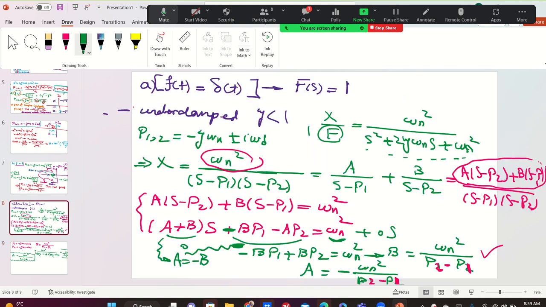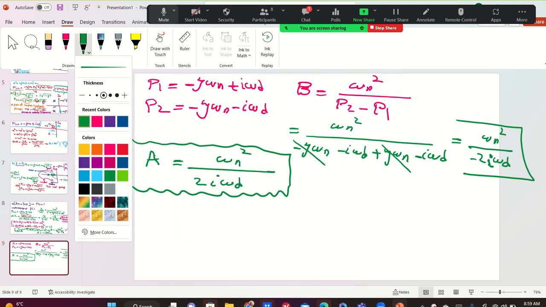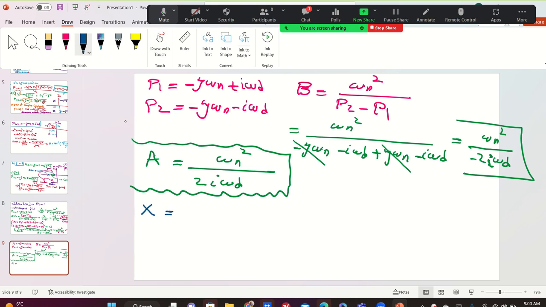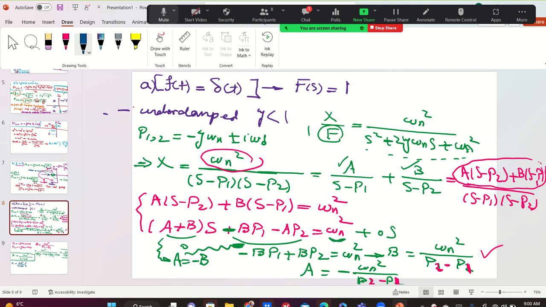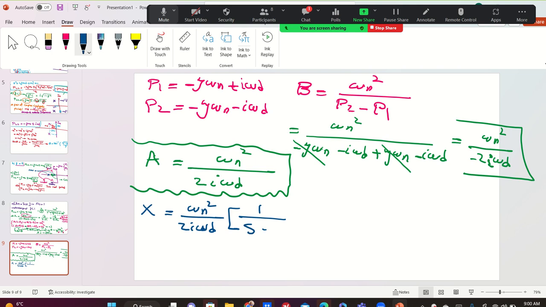So what I'm going to do, I'm going to put it here. So your X becomes omega n square over 2i omega d. Look at here, because they are the same. Only the same. 1 over s minus P1 minus, because we have a minus here for P, 1 over s minus P2. Here we go.